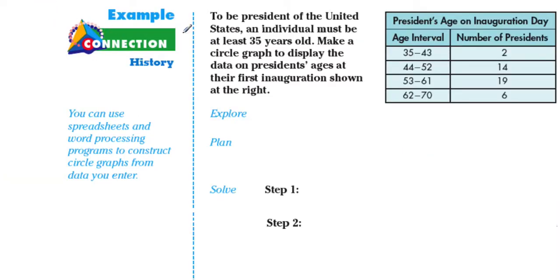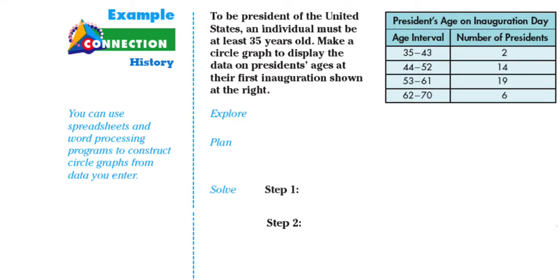In this example, to be President of the United States, an individual must be at least 35 years old. Make a circle graph to display the data on presidents' ages at their first inauguration shown at the right. This is our table: president's age on inauguration day. Age interval 35 to 43 years old, the number of presidents is 2. 44 to 52, 14. 53 to 61, 19. 62 to 70, 6. We want to create a circle graph using this table.